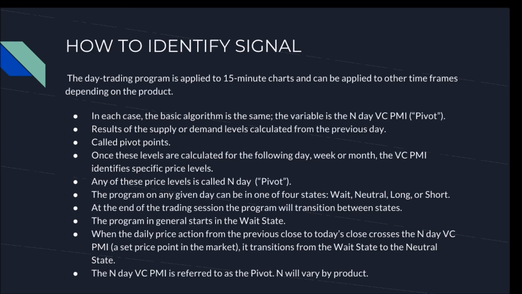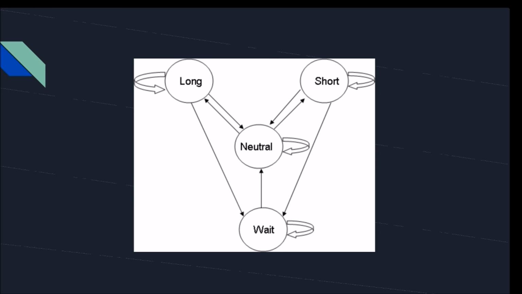How to identify the signal. The day trading program is applied to 15-minute charts and can be applied to other time frames depending on the product. In each case, the basic algorithm is the same. The variable is the end-day VCPMI pivot. Results of the supply or demand levels are calculated from the previous day, called pivot points. Once these levels are calculated for the following day, week, or month, the VCPMI identifies specific price levels. Any of these price levels is called end day or pivot.